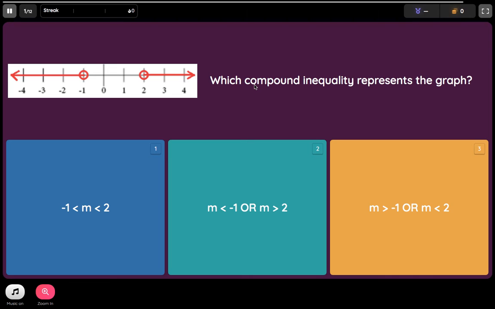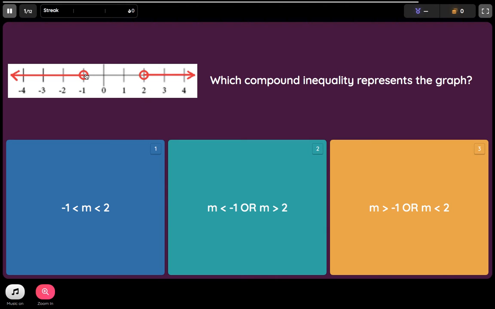It says, which compound inequality represents the graph? Now, if you look at the graph, it's a number line. You've got an empty circle, and that goes off to the left, so that means less than -1. And then you've got another empty circle that goes off to the right. Now remember, the empty circles mean you don't have an equal to sign below it. This is just less than or greater than. In this case, you're going to look for the ones that say or, because it can't be both.